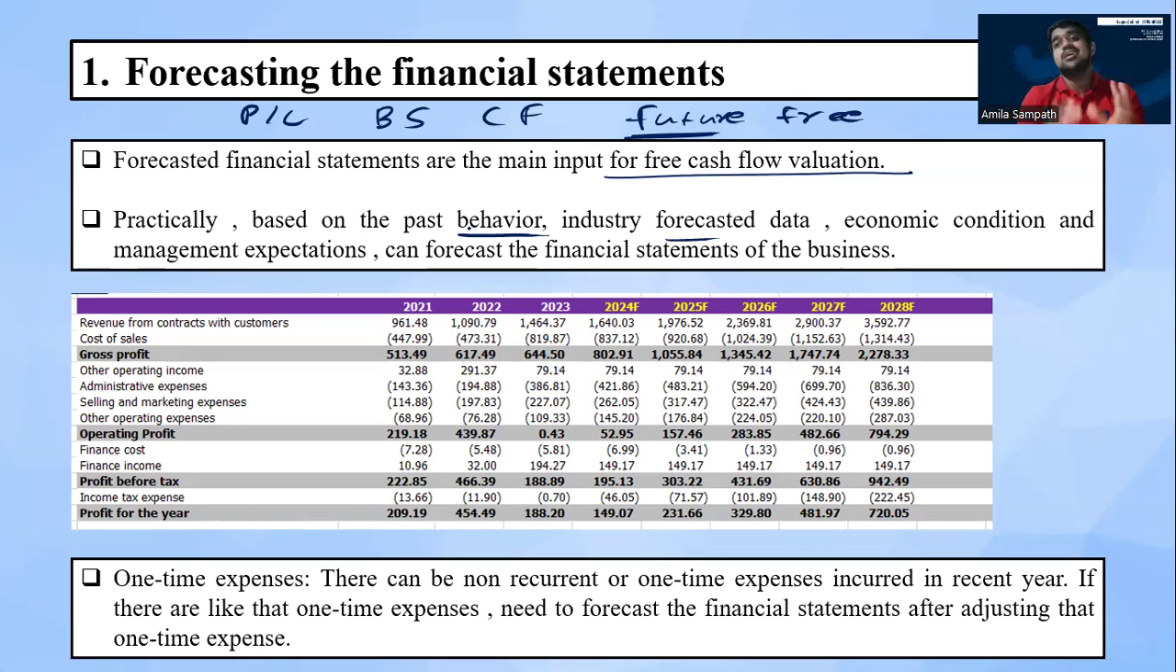I should incorporate their past behavior, their industry forecasted data and industry-specific things, then the country economic condition, because the most important thing is we can't go beyond the country economic condition. For example, in the Sri Lankan context, I hope those who don't live in Sri Lanka know about the IMF conditions. As per the IMF conditions, these conditions affected many industries.